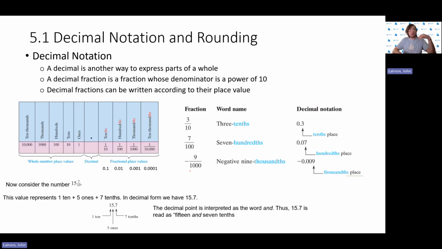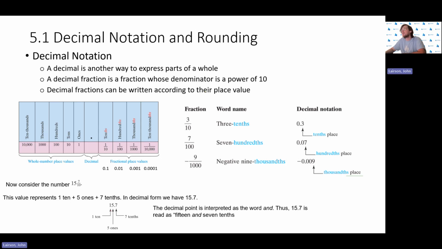Order of operations. We're talking about order of operations all the time. So the problems you'll see, you just do the PEMDAS. Nothing's really changing with PEMDAS. Okay, so decimal notation and rounding.